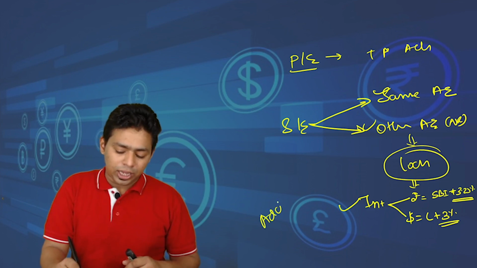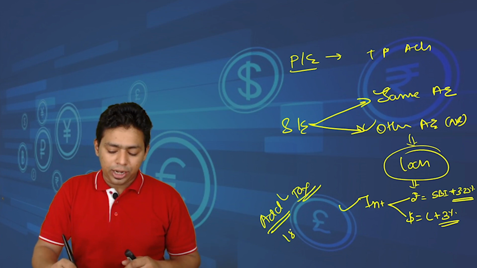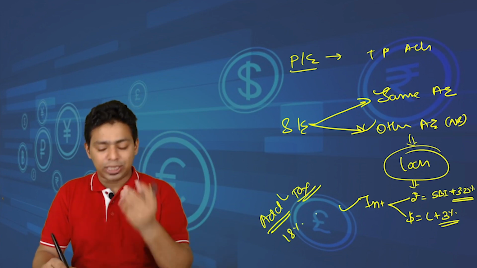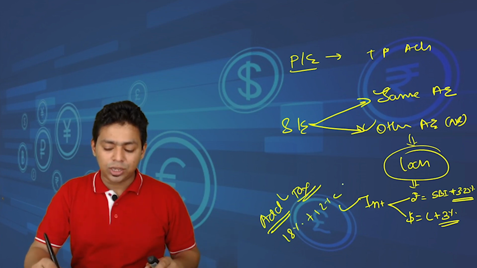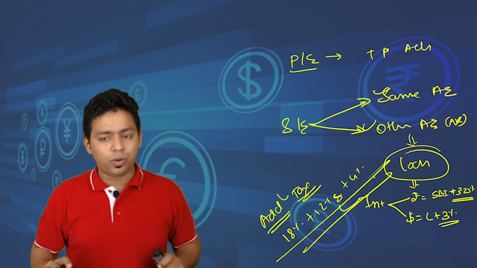Then you can pay additional tax. Additional tax will be paid as an option, okay, at the rate of 18% of the transaction value of the secondary adjustment, plus 12% surcharge, plus 4% cess, and this is the final payment. No credit, no deduction. Okay, thank you.